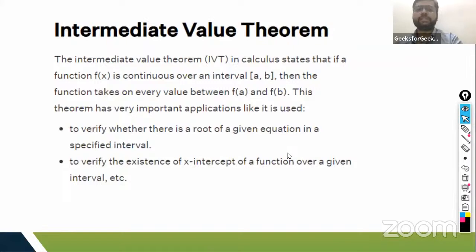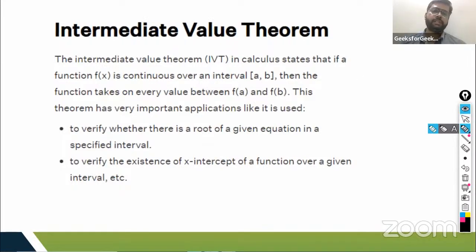Okay. Now the second one is the intermediate value theorem. So if you open your book, you will see the conditions as well as the theory part, the theorems. There are a lot of theorems for continuity and differentiability. But from the GATE perspective, we don't have to learn all of them.